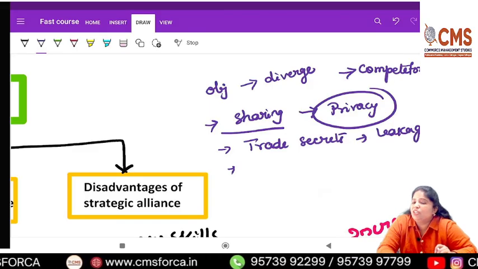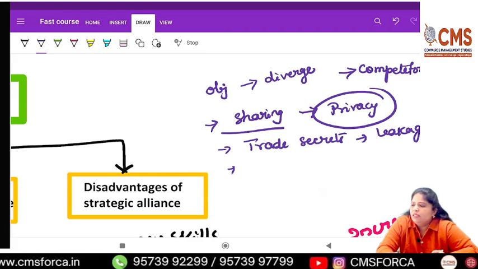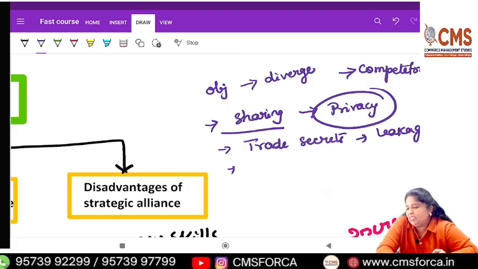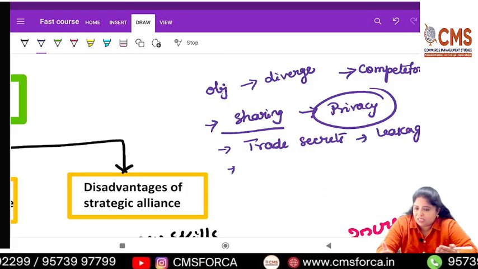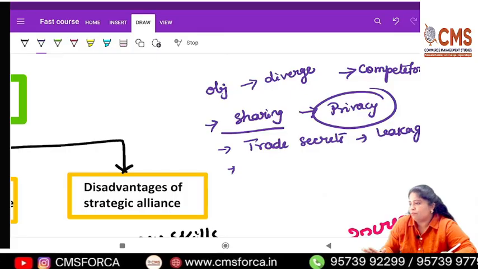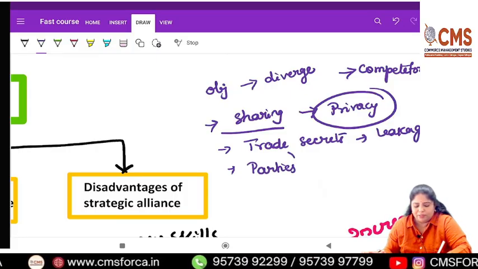And the next major disadvantage we see in strategic alliance is that they may not honor the agreement that happens between them. It's not mandatory that you can always expect business entities to commit to the agreement they have made. So parties may not honor the agreement.